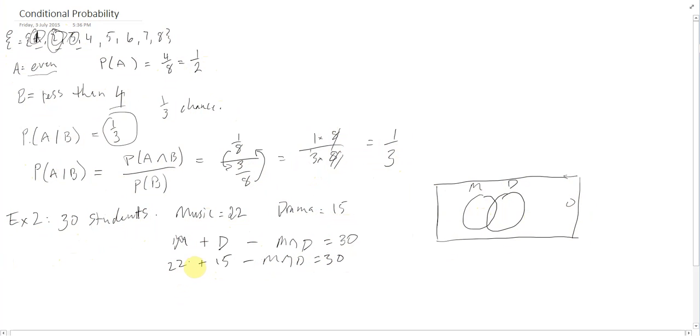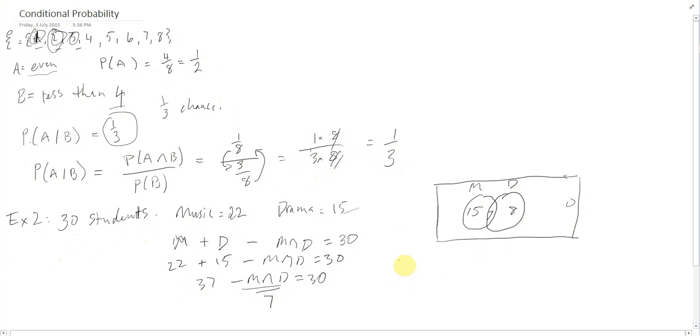So we've got 37 here. Take away whatever this is, equals 30. So the intersection bit here must be 7. So this center bit is 7. Which means in drama we need 7 plus something gives 15, so it must be 8. And for music, something plus 7 equals 22, so it must be 15. There we go, there's our Venn diagram.